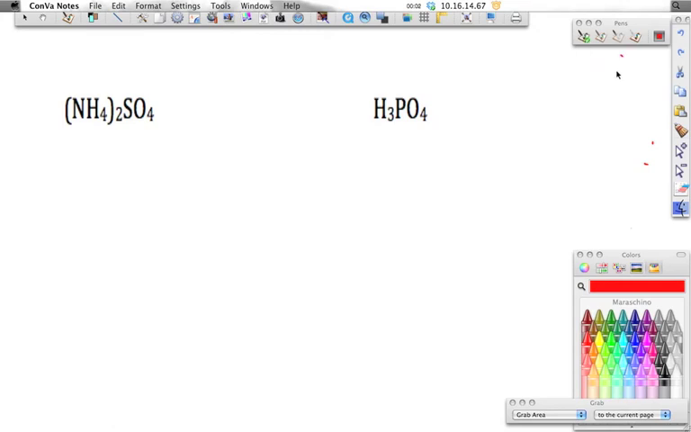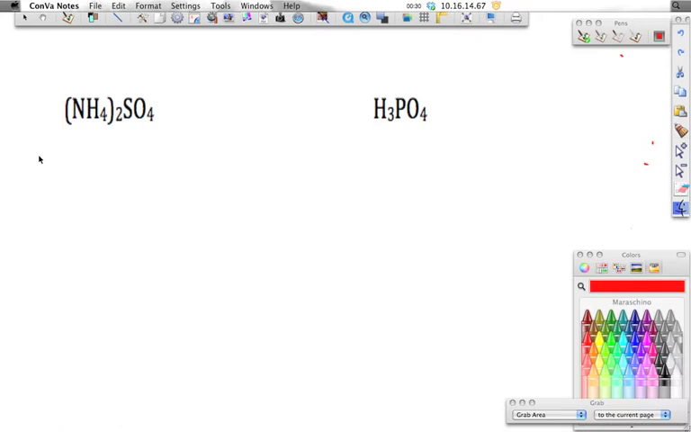Okay guys, now that we know how to write formulas, let's talk about how to calculate the gram formula mass. Now that we have our formulas right here, we're trying to figure out how much 1 mole of ammonium sulfate has a mass of. Remember that our formula mass or formula weight is going to be in AMUs, and then our molar mass is in grams per mole.